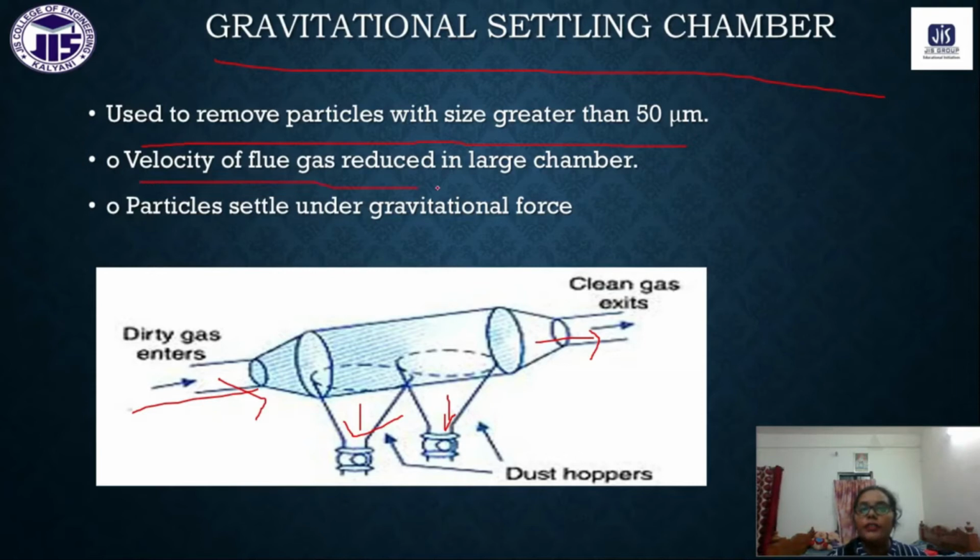The velocity of the flue gas is reduced in the large chamber. While the dirty gas enters this chamber, the velocity will decrease, so the particles will have the chance to settle down. Whatever large particle pollutants we have will settle down into the dust hoppers. Particles settle under the gravitational force; by using the gravitational force, we can settle down all these pollutants.